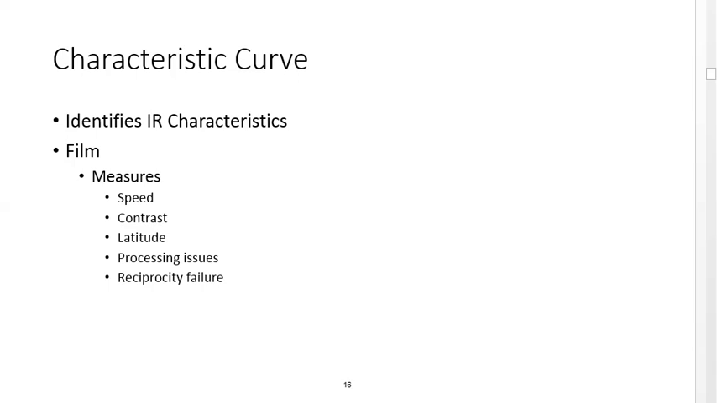That's high latitude. Processing issues, in a lot of cases, that's why we would do a sensitometric study, is to identify processing issues. So our processing chemistry would get exhausted over time.